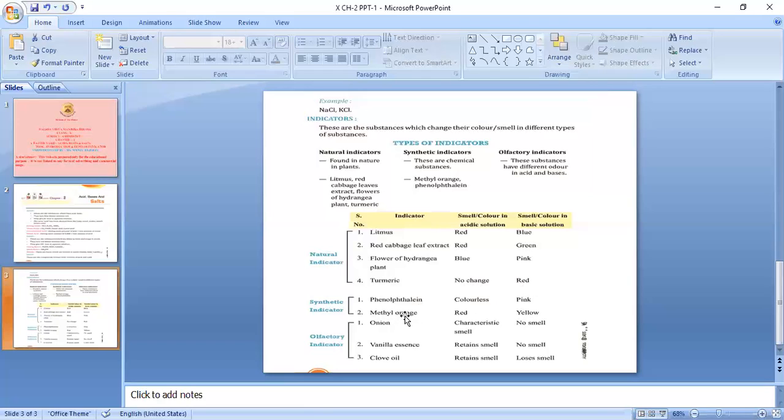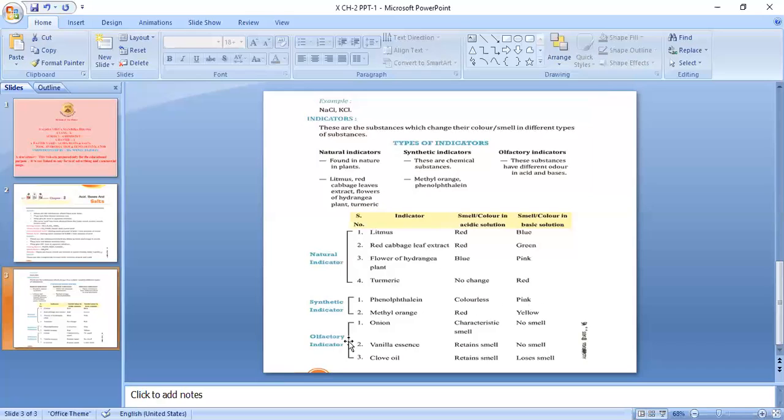Now let's talk of methyl orange. Methyl orange originally has orange color. When we add an acidic solution to methyl orange, the mixture changes to red, which shows that it is acidic in nature. And when you add a basic solution to methyl orange, the color changes to yellow.